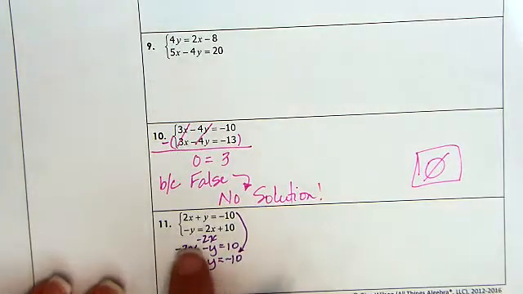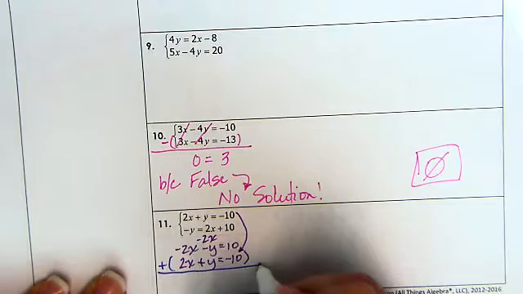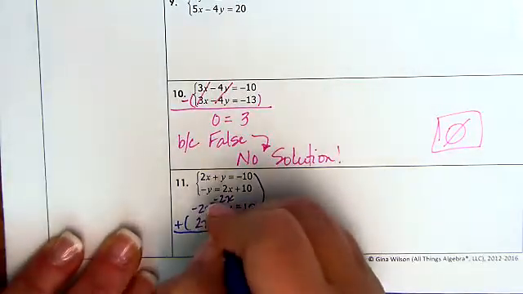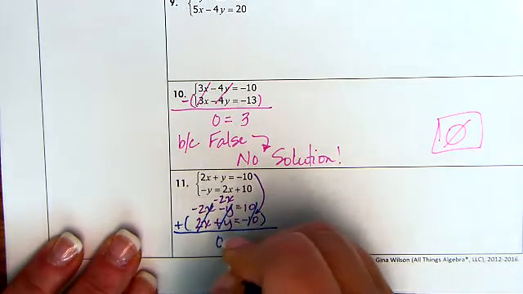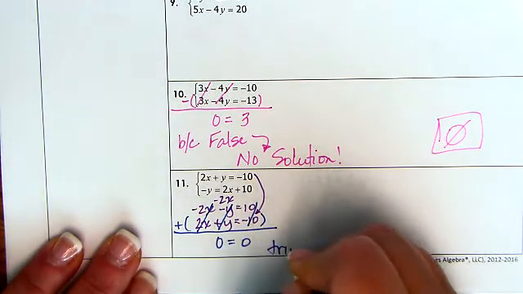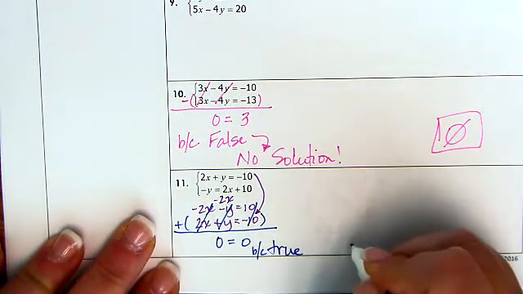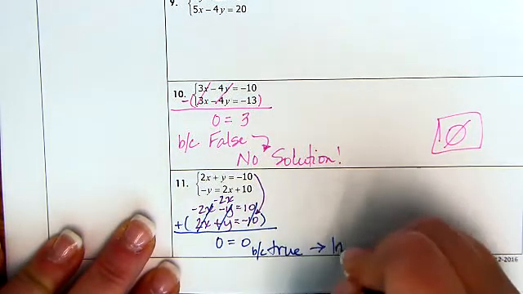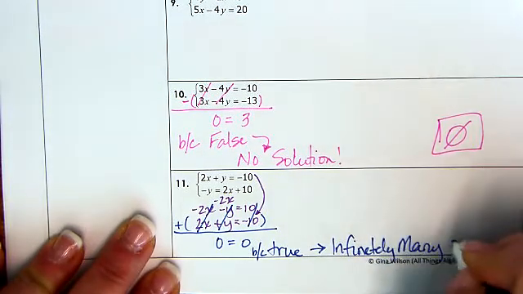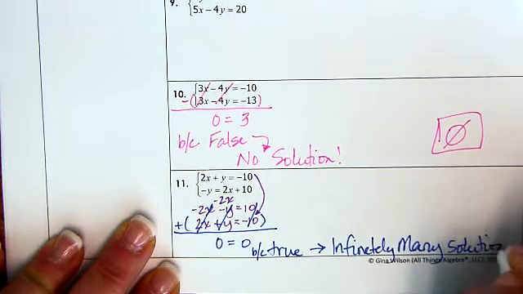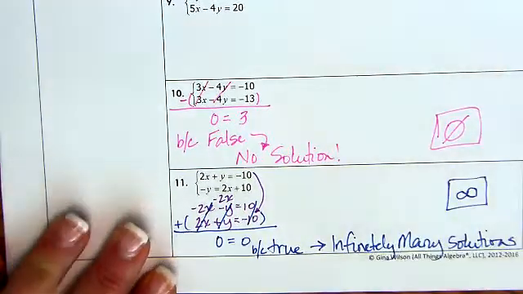Okay, well, let's look at the x's. They're different signs, so that means I'm just adding these two equations together. So these cancel when I add, these cancel when I add, these cancel when I add, so I end up with 0 equals 0. This is a true statement. So because true, the answer is infinitely many solutions, which is the infinity symbol. Or you can write the words.